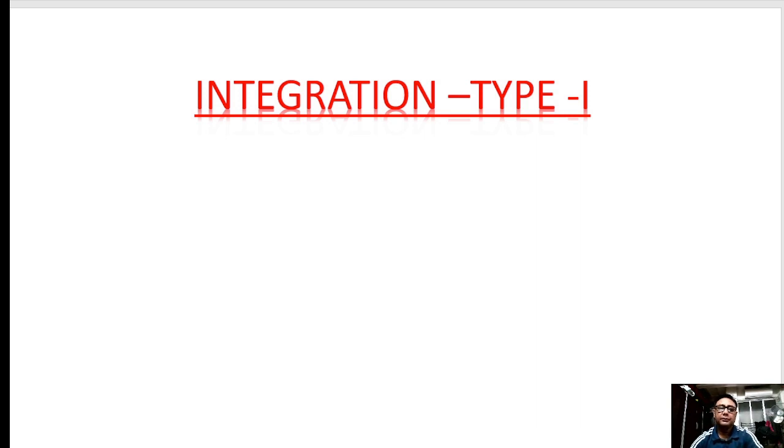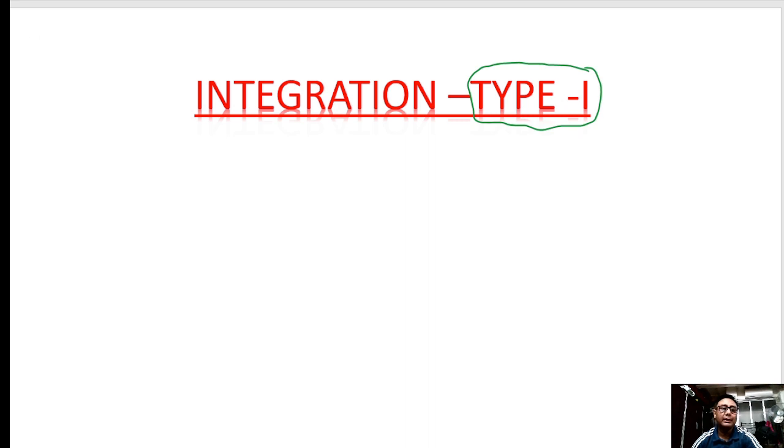Good afternoon, friends. This is Parijat sir's class, and today we are starting the topic of integration, in which we will be covering type 1 of it. So please keep a note of this very carefully without wasting time.